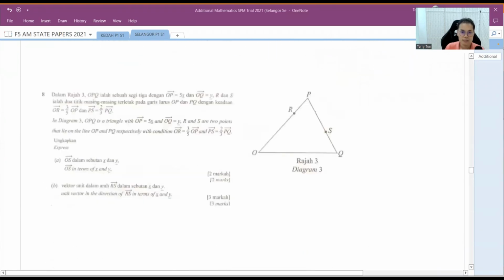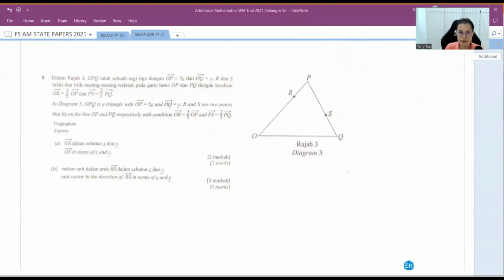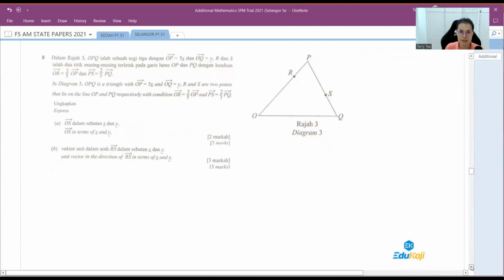Okay, question number 8. The first part is okay, but the second part is a bit weird. I'll explain to you why this question is a bit weird.